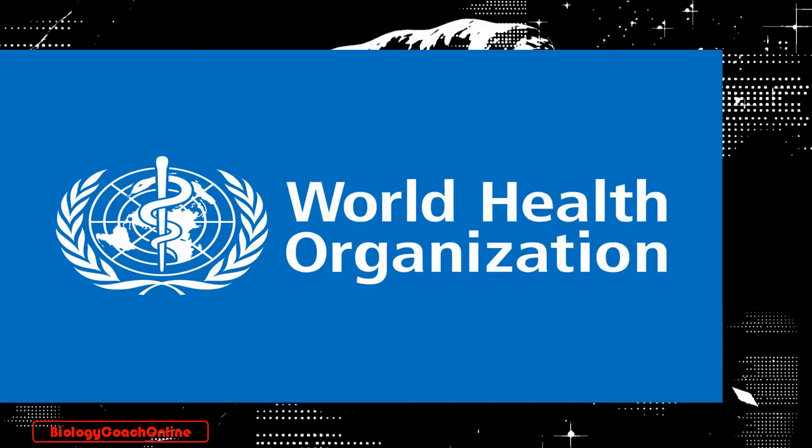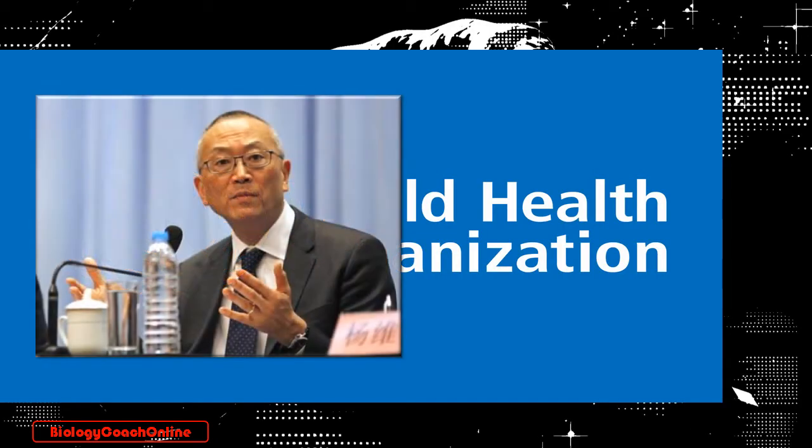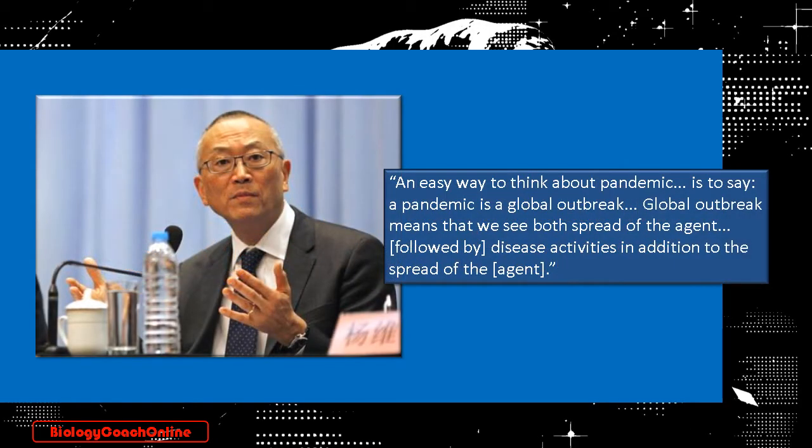In 2009, WHO Representative Dr. Keiji Fukuda said this, quote, "An easy way to think about pandemic is to say a pandemic is a global outbreak. Global outbreak means that we see both spread of the agent followed by disease activities in addition to spread of the agent," end quote.